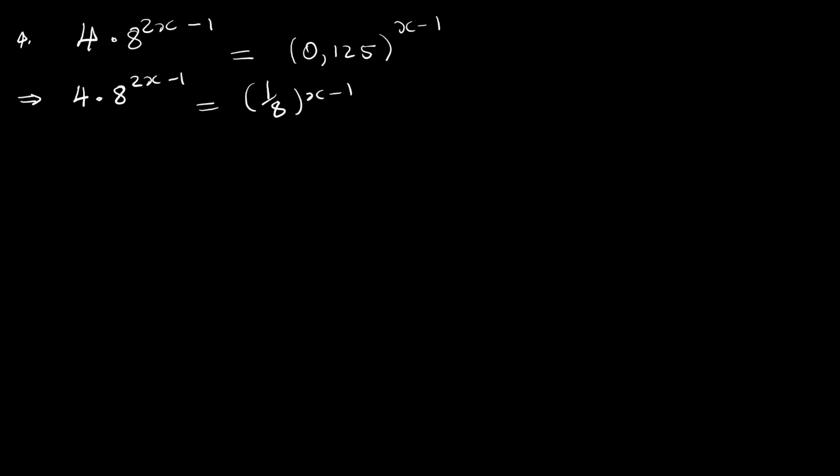The next step is to change everything to the prime of its factors. The 4, we can write as 2 to the power 2, close the bracket. The 8 is 2 to the power 3, close the bracket, which is to the power 2x minus 1. We equate this to 1 over 8, which is 2 to the power 3. Then remember, everything inside the bracket is to the power x minus 1. Let's keep on moving.